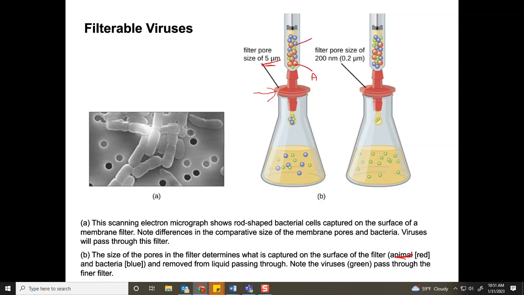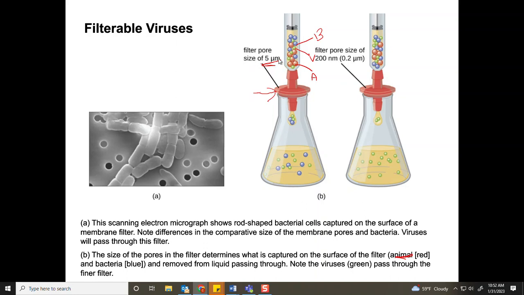The blue balls would be, as it states, bacteria, B. And then the viruses are the green balls, and I'll write V for virus. So with this pore size on this filter of 5 micrometers, we will capture animal cells. However, our bacteria cells in blue, as well as the viruses in green, are able to pass through.